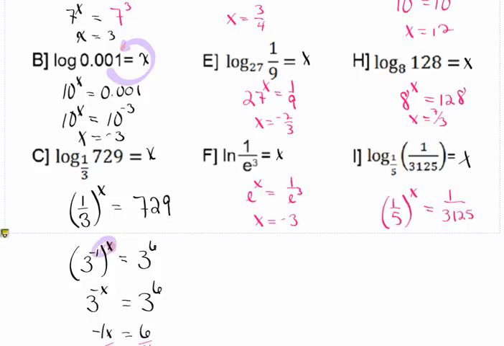So this is 5 to the negative 1 of x is equal to 5 to the negative 5. So this means 5 to the negative x is equal to 5 to the negative 5. So x equals 5. And that's all for example 2.